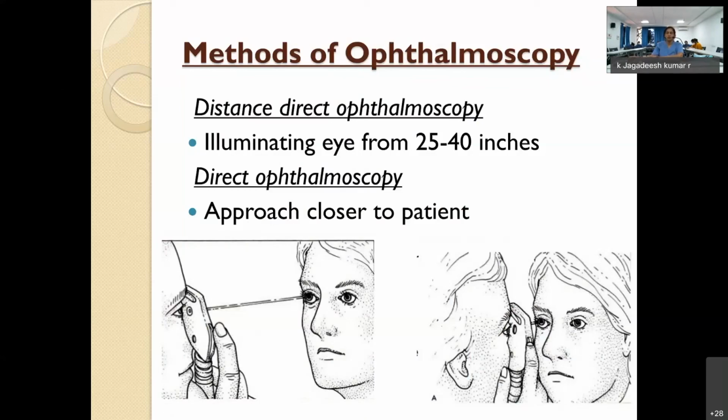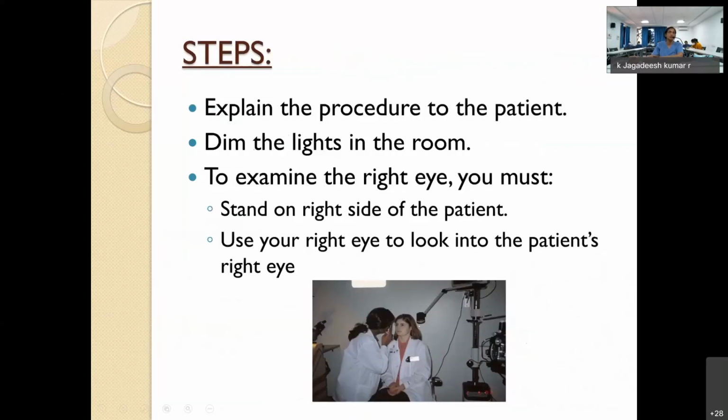If it's a red glow, you move on to the direct ophthalmoscope and you move closer to the patient. So first you look far away, and once you see a good glow, you go closer to the patient. The closer you go, you start adjusting the dioptric disc so as to attain a clear view of the disc. So the steps would be to explain the procedure to the patient.